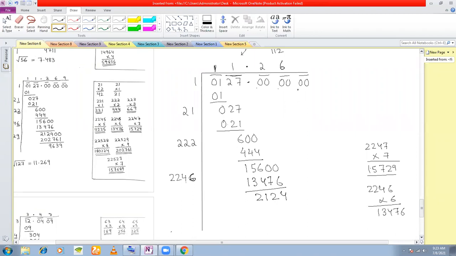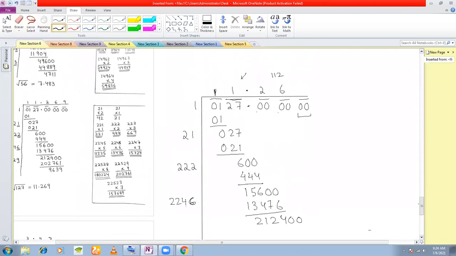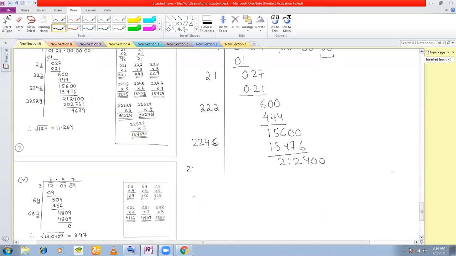And finally, you have the last pair, this pair. You bring this down. So you have a big number here, 2,12,400. So how to deal with this? See on top, what number are we getting here? 11.26. Ignoring the decimal, what is the number? 1126. And what is the double of 1126? 2252. So we write here 2252.